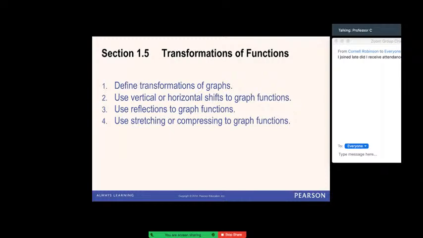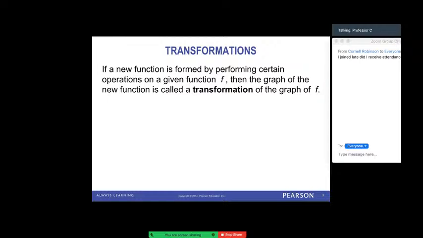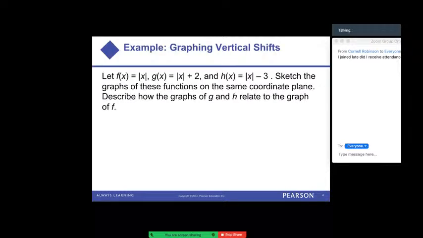Okay. So if a new function is formed by performing certain operations on a given function f, then the graph of the new function is called a transformation of the graph of f. So if we let f of x be the absolute value of x, g of x be the absolute value of x plus 2, and h of x be the absolute value of x minus 3, then we're going to sketch the graph of these functions on the same coordinate plane and describe how the graphs of g and h relate to the graph of f.